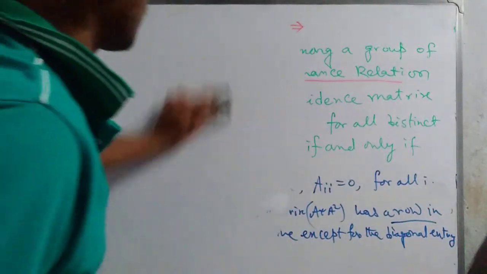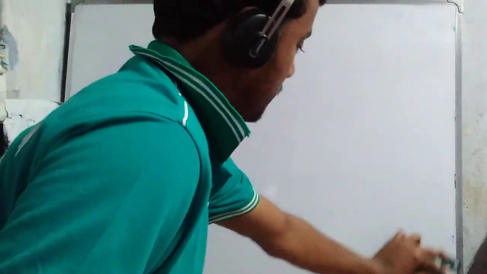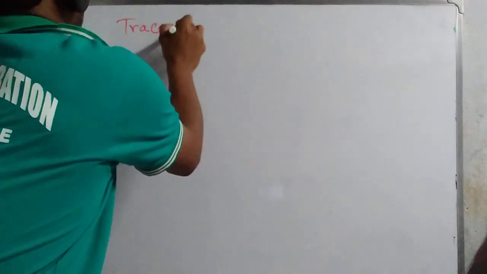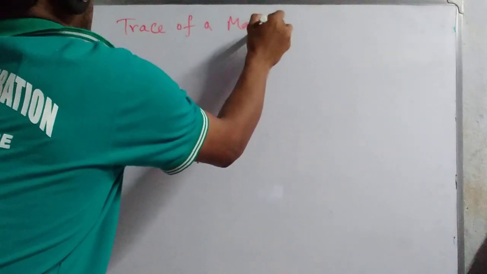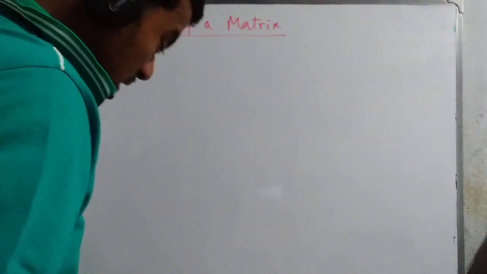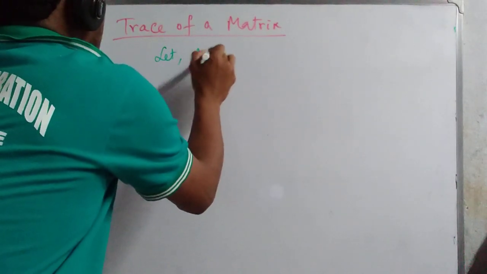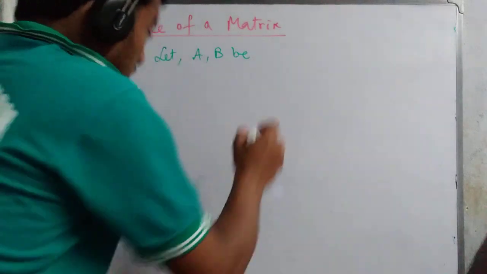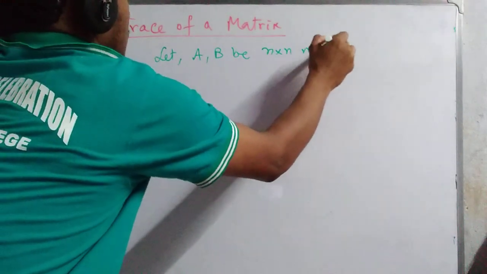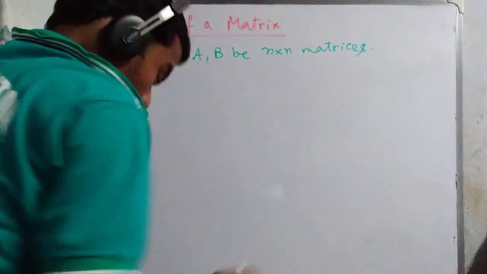And going to the discussion of some trace of a matrix. Okay, we know about the trace of a matrix, and now we're going to discuss it. We write it in this way: let A be n cross n matrices.